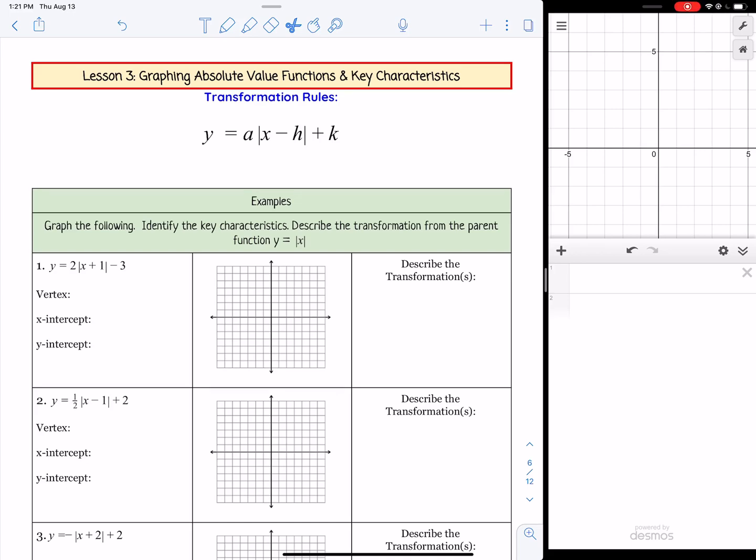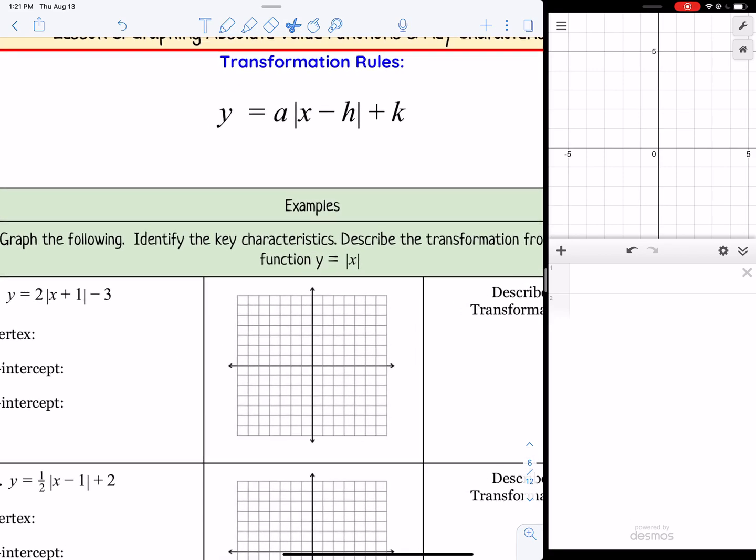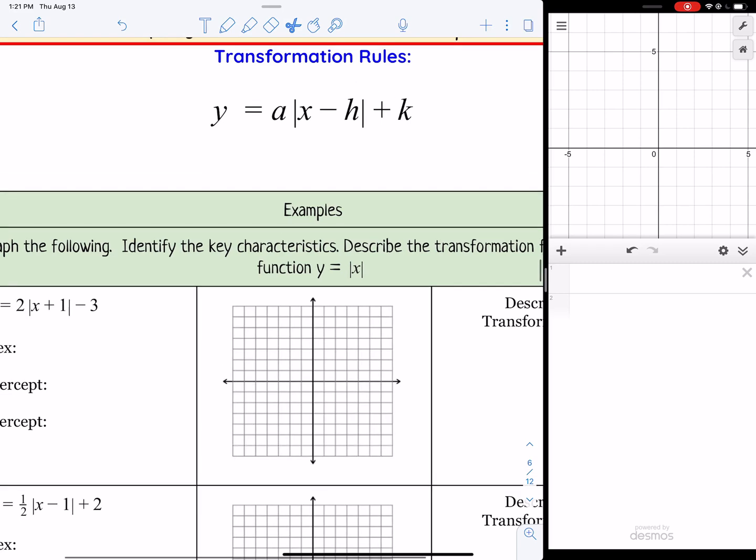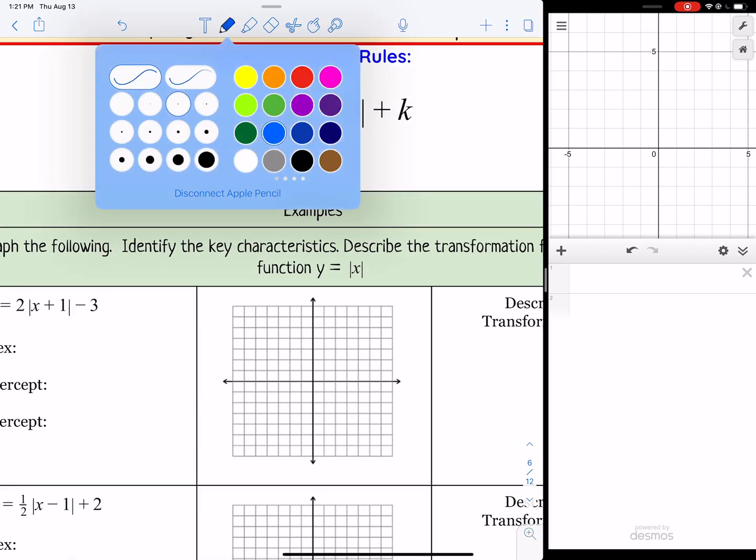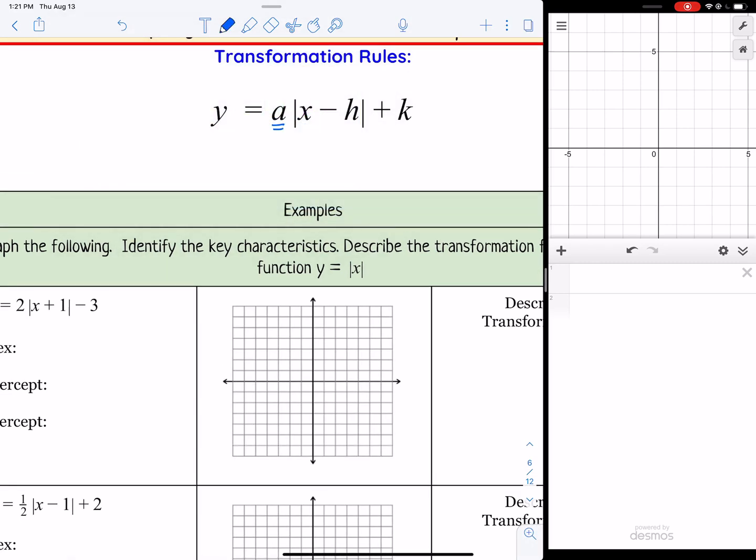In this video, we're going to talk about graphing absolute value functions and their key characteristics. So first, let's make note of some transformation rules. For our first transformation rule, we look at the number in the front of the function.